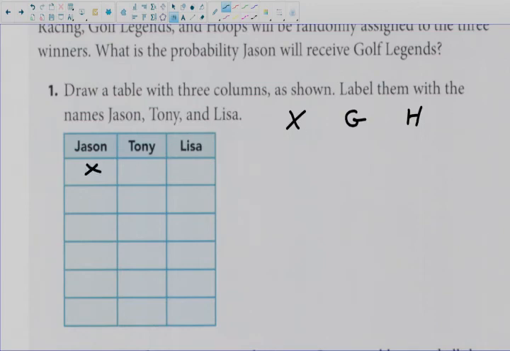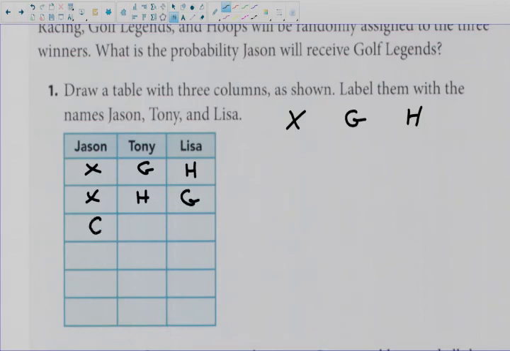Now this is a little bit different because you can't repeat X. Tony can't win the same game. So we're just going to cycle through all the possibilities of these 3 letters. This one's a little bit different from the coins because you can't repeat any of the letters. So we started with X. We can get G and H. We can get X and H and G. So that's the only 2 combinations that you can get starting with X.